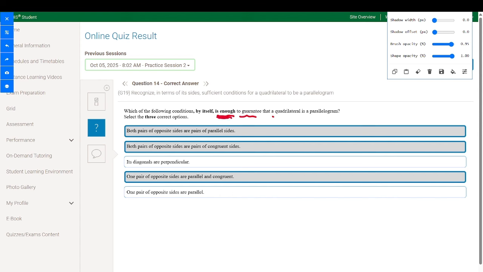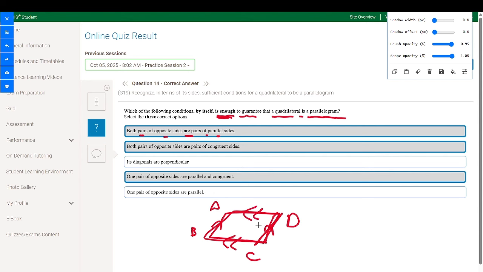Which of the following conditions by itself is enough to guarantee that a quadrilateral is a parallelogram? Now here, let's draw the parallelogram. Have A, B, C, D. Now, both pairs of opposite sides are pairs of parallel sides. So the first pair, we see AB is parallel to CD and BC is parallel to AD. Yes, this is the right answer.